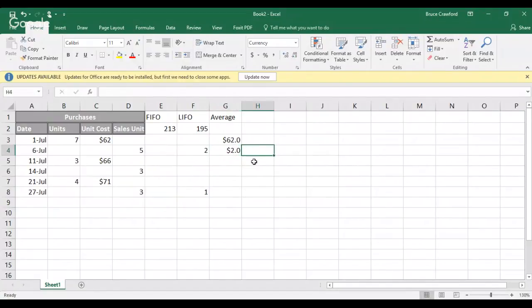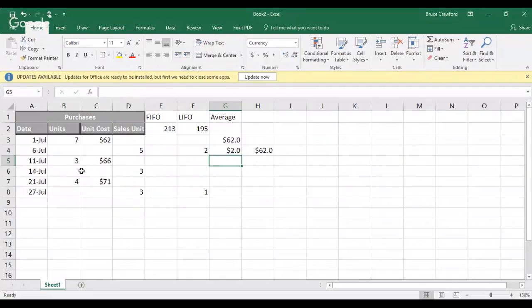So the average cost of goods is still 62. Well, no, it's still 62. It's 62 when they buy them. And yeah, they have 2 remaining, and the average cost of those is still 62. So then they buy units at 66.